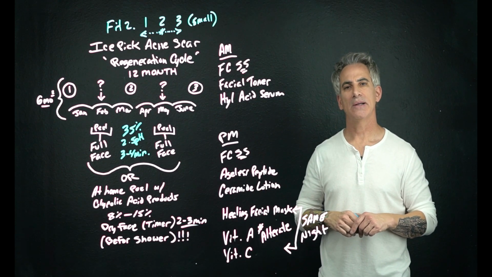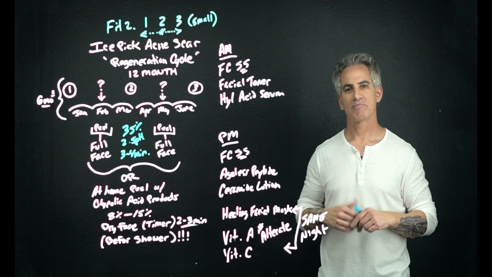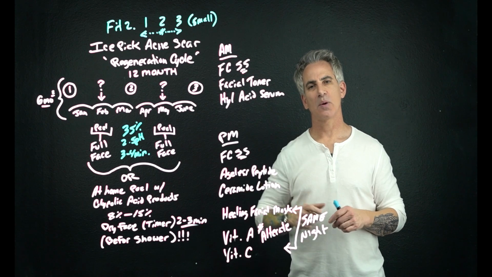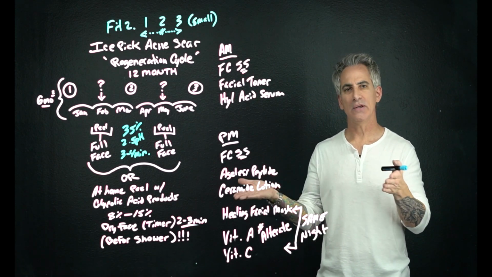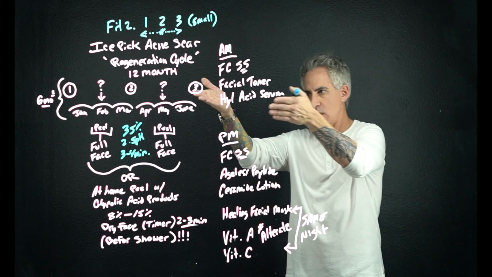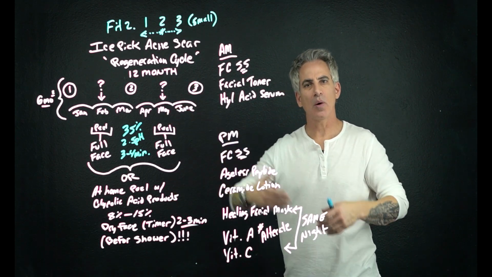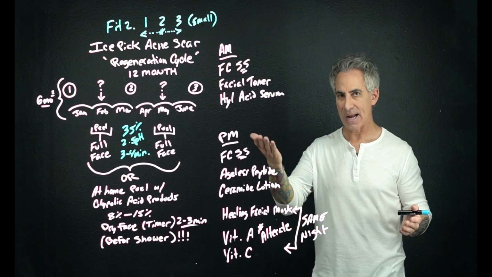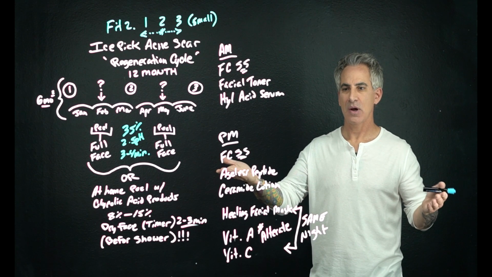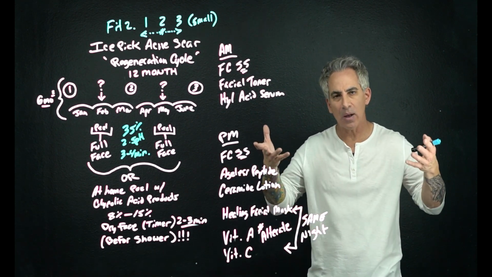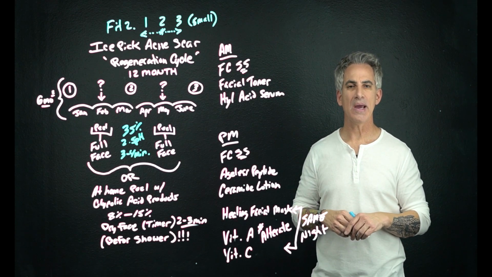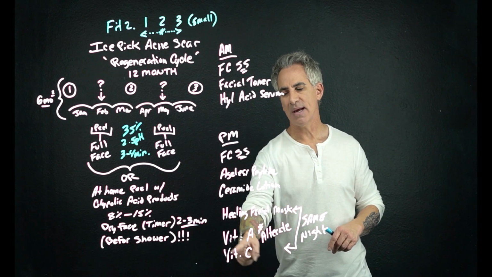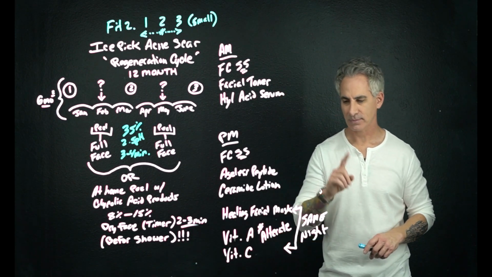Secondary, ceramide lotion. Ceramide 2 is in the stratum corneum. And where and what are we doing? We are assaulting the stratum corneum, the epidermal layer. Are we not? The acid? So I want the ceramides to help build up that intercellular space. Healing facial mask, vitamin A and vitamin C.